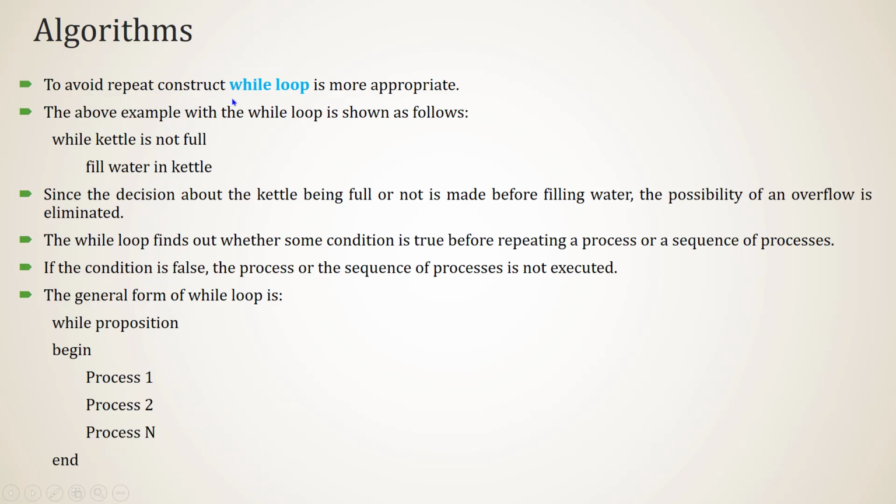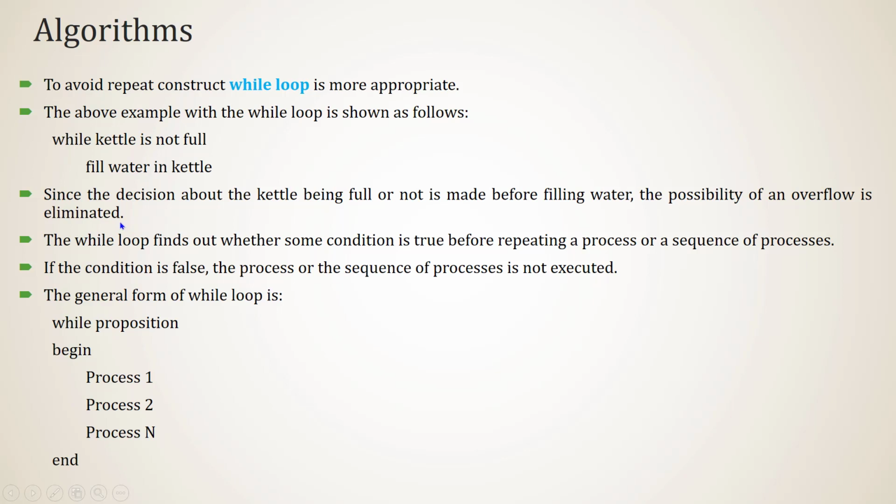To avoid this drawback of the repeat construct, the while loop is more appropriate. The above example with the while loop is shown as follows. While kettle is not full, fill water in kettle. So there I first checked whether the kettle is full or not. Then only I poured the water. Earlier the instruction was given like fill the kettle, then check whether the kettle is full or not. So there overflow will happen. Here overflow will not happen. Since the decision about the kettle being full or not is made before filling water, the possibility of an overflow is eliminated.